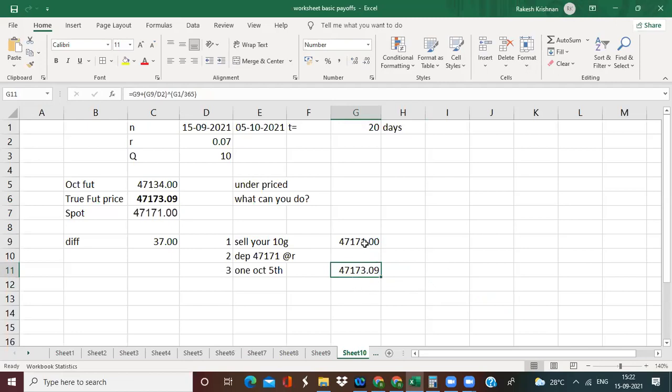Okay, now. So what did you do? You found that the purchase price was underpriced. So what is your course of action? Suppose you have some gold at home. What you can do is you can sell this gold, and you get the cash price, the spot price, which is 47,171. Now you can invest this money into your bank at the rate of R. That will automatically mature your deposit by 5th of October at 47,173. I think this is acceptable. Till here, is it clear? How do you get 47,173? Is that clear for all of you?